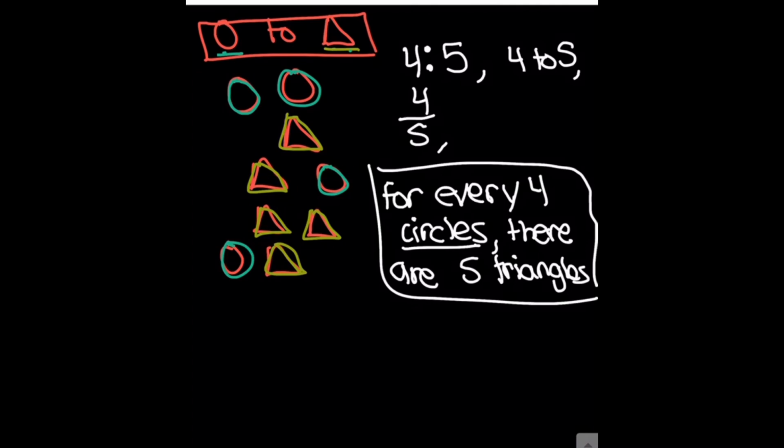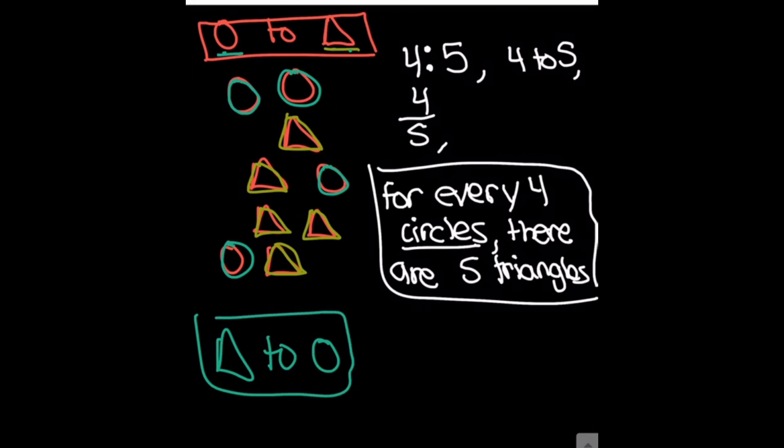Now, if we were able to recreate this one, and let's say this time they asked for triangles to circles, but with the same diagram on the bottom, everything would be the same. It would just be opposite. It would be for every 5 triangles, there are 4 circles.